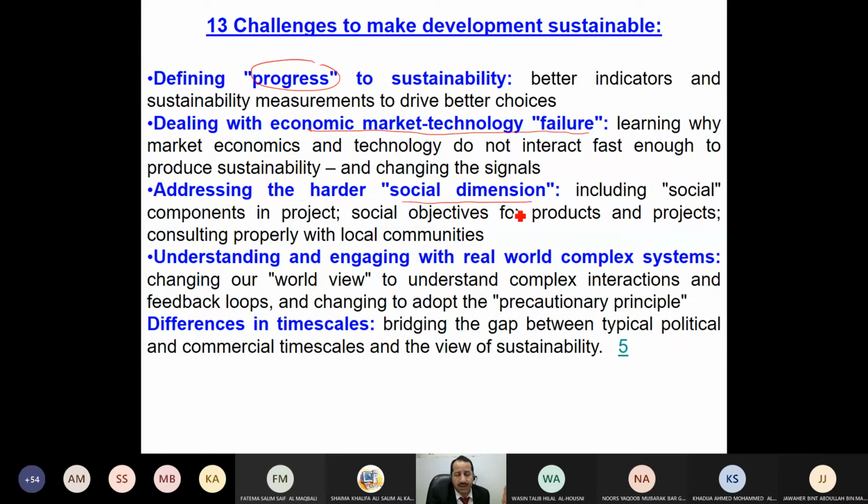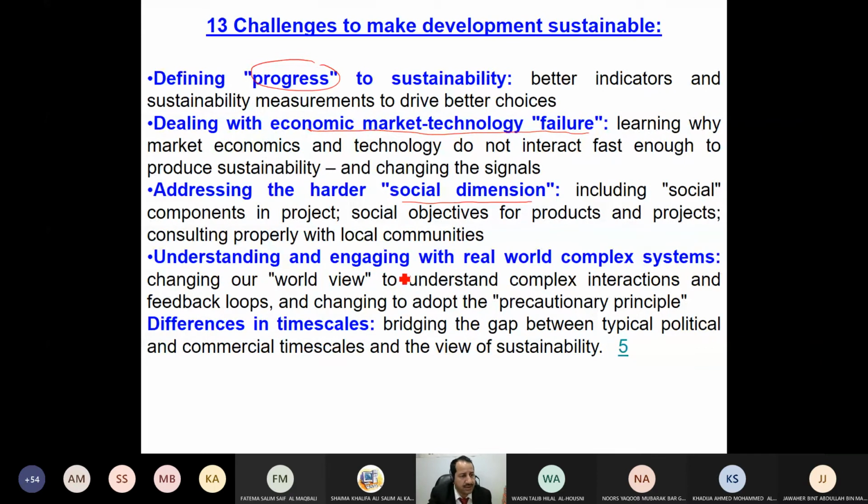The social dimension, as I mentioned, is the complicated one in sustainable development. How do we define it, how do we measure it, what are the criteria? This is different from project to project, from product to product. We need to address this one also.